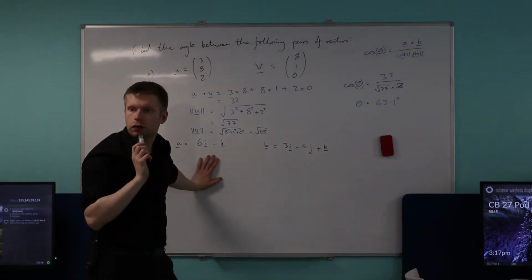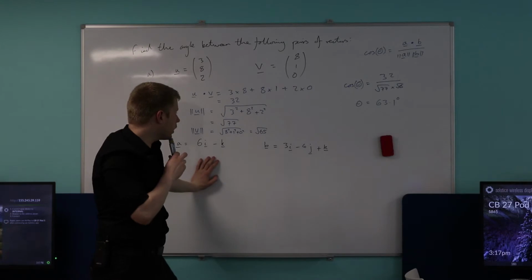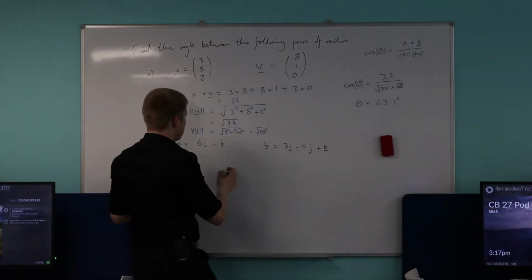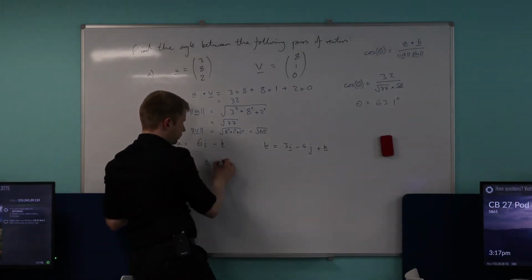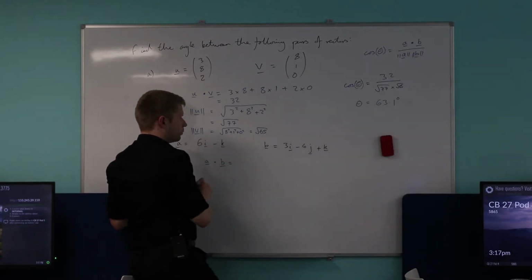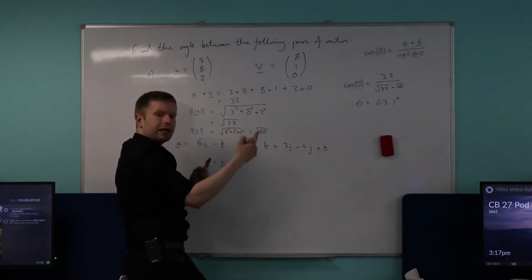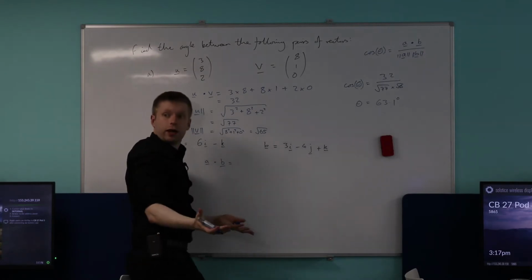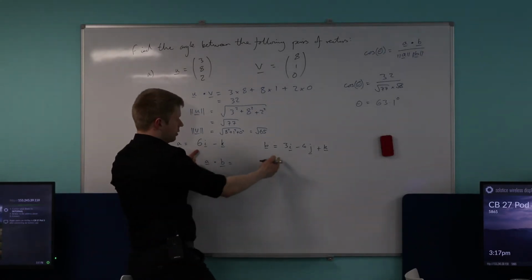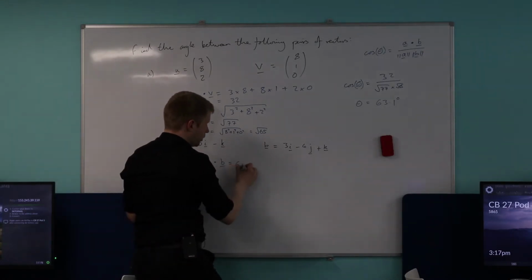Have we all had a go at this one? Yeah? Okay. So how are we going to go about doing this? So what's a dot b? 17. Good. So you just need to be careful here because it's not in column notation. But that's okay. I think we can manage it. So let's do the i's. So 6 multiplied by 3.